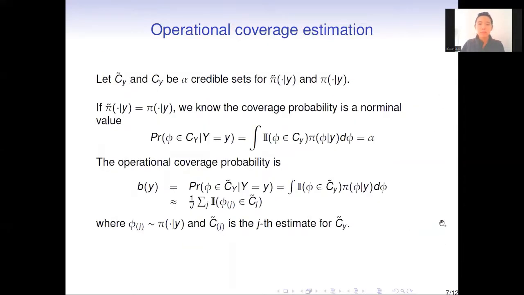So here's a mathematical formulation of operational coverage. Pi tilde indicates the approximate posterior, pi indicates the exact posterior, and C tilde, C are the resulting credible sets. Simply, the operational coverage probability is the probability that phi, which is a random variable of the exact posterior distribution, belongs to the credible set approximation given the observation. Now, the nice thing about this approach is that we can measure the damage at the observed waveform.